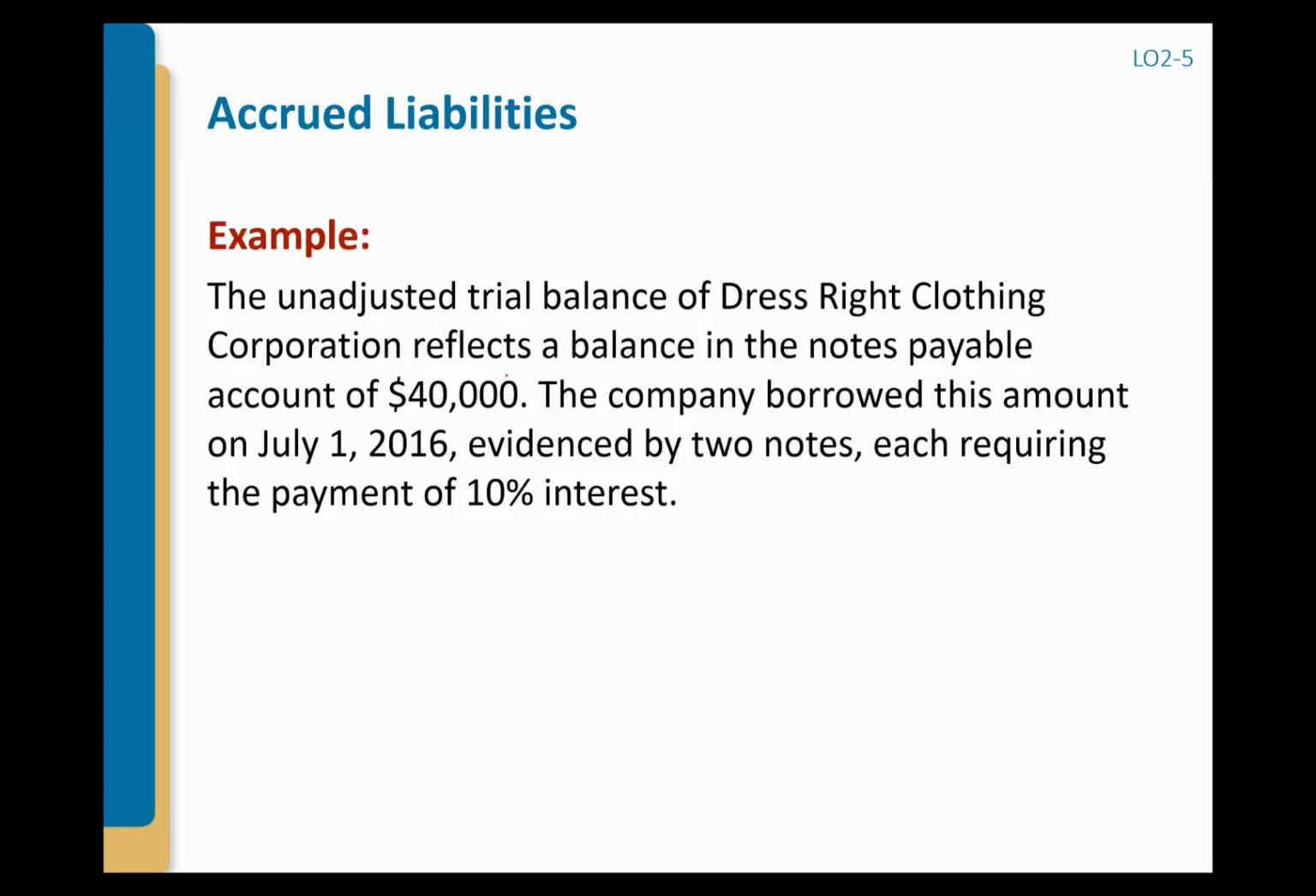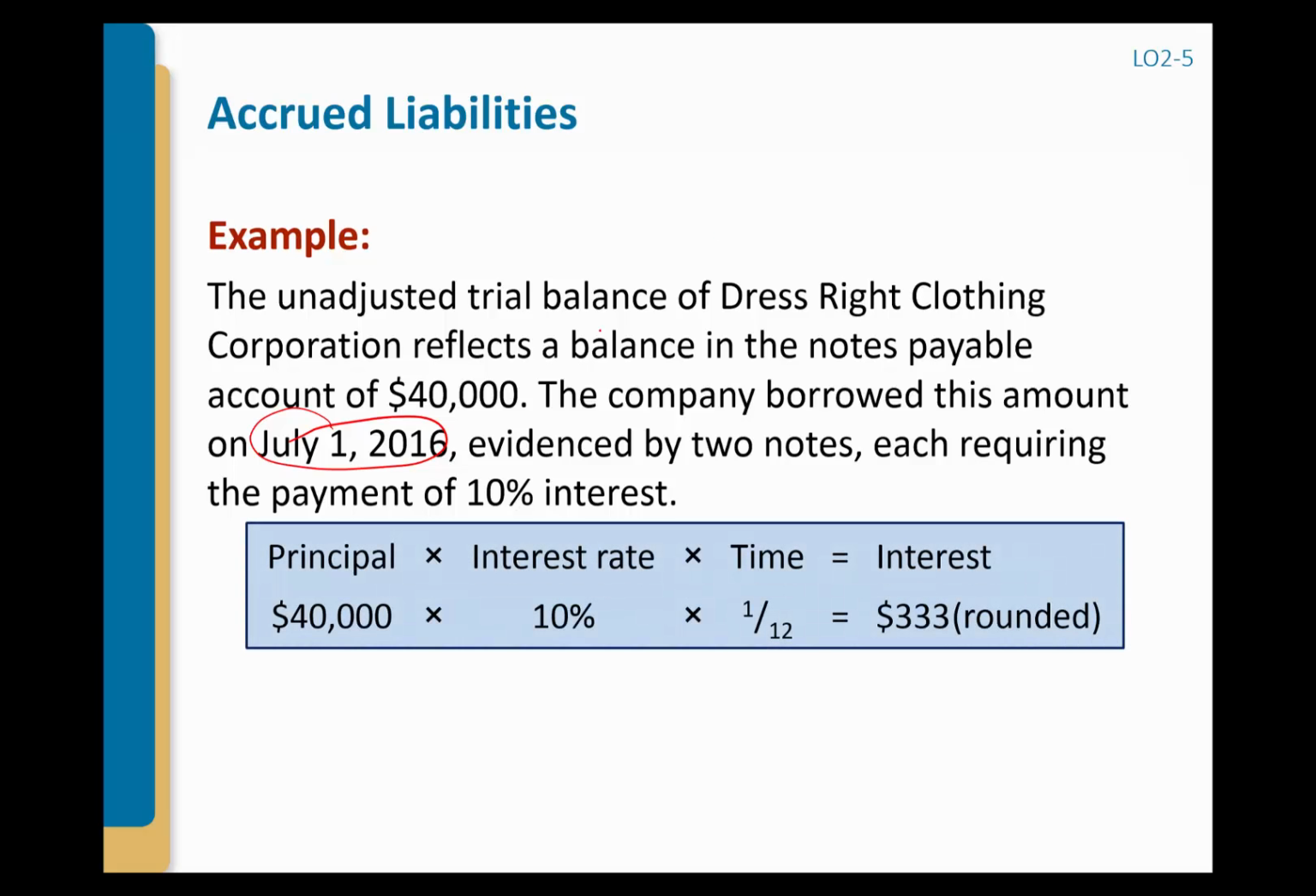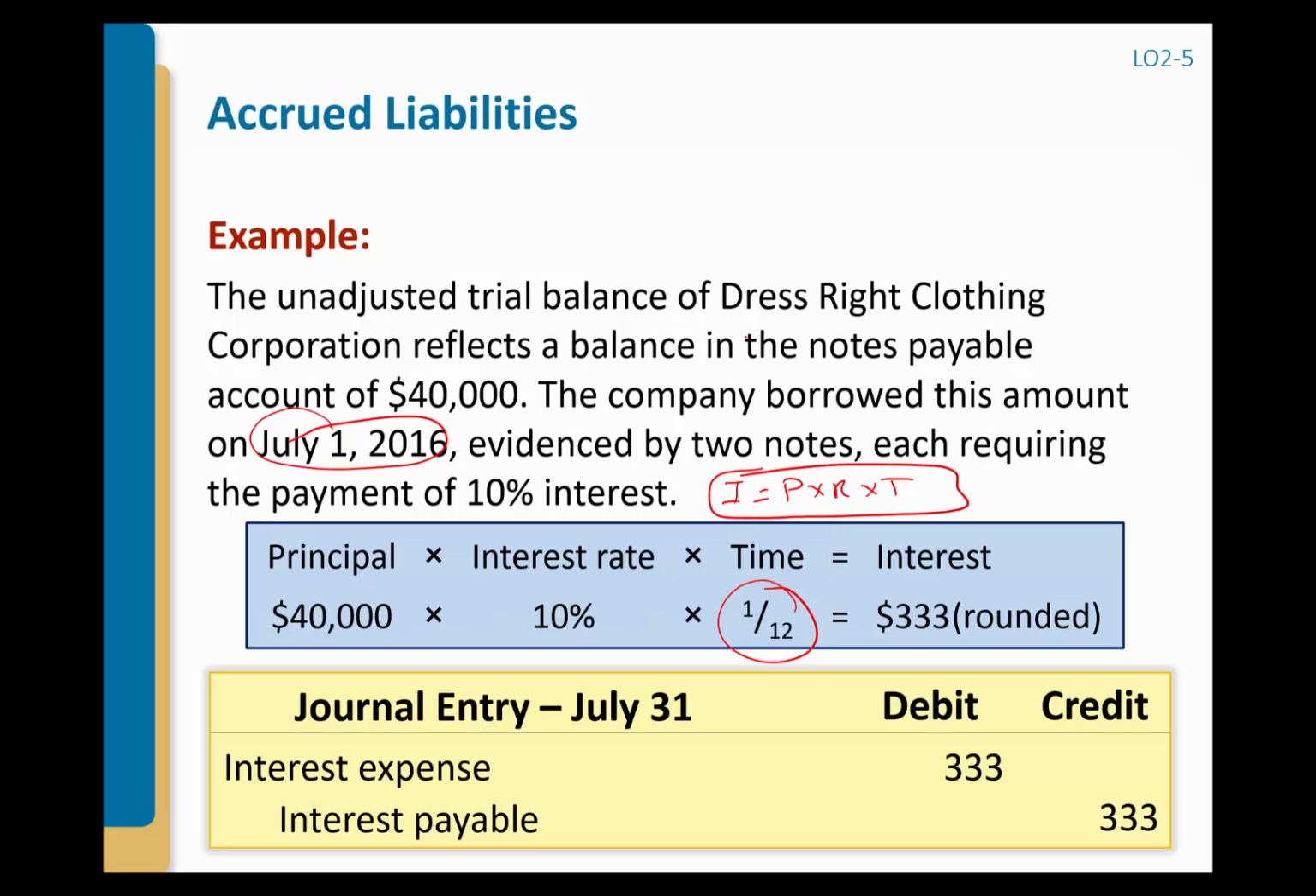Then another example is the notes payable account of $40,000. We borrowed this amount on July 1st, and we had the two notes, each requiring payment of 10% interest. So remember, interest equals principal times rate times time. Hopefully you remember that from finance. If not, make sure you make a note of it. So in this case, since we got it on July 1st and we are doing these entries for July 31st, we have 1/12 of the year. So we have to record the accrual of our interest expense for $333, and that we do pay that interest. And you accrue this every month, and you might pay the interest quarterly.